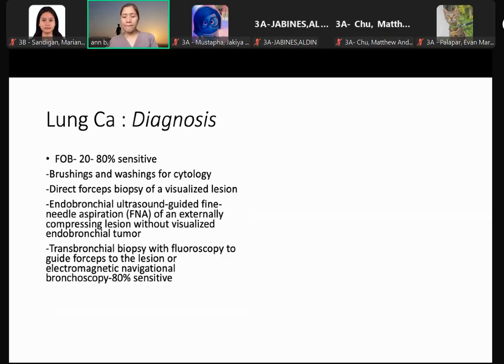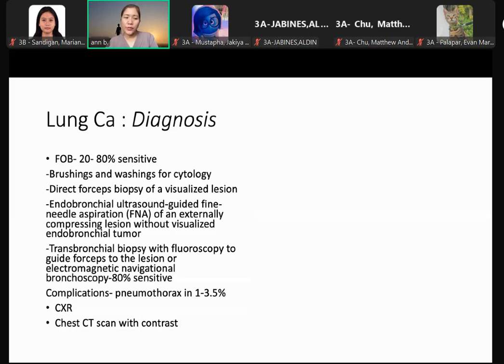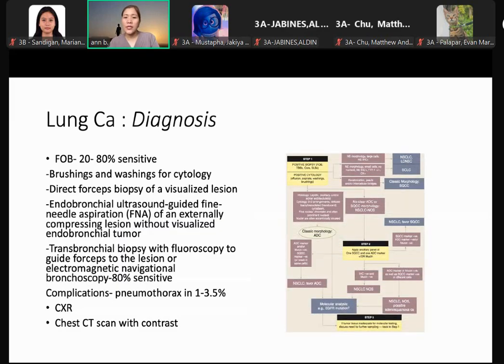Most of these diagnostics are made just to get the specimen. With EBUS and the transbronchial biopsy, the most common complication is pneumothorax in 1 to 3.5%. So other diagnostics, again, basic: when you have the solitary pulmonary nodule or metastatic multiple nodules, you could request for chest x-ray and chest CT scan with contrast. I have it here, even though it's small, but be sure to review this in your book.